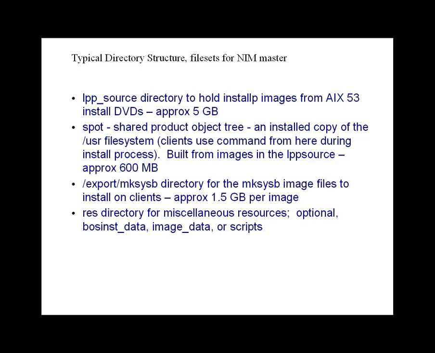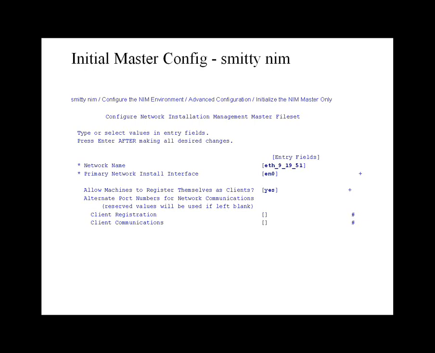My res directory: miscellaneous resources, optional resources, bosinst data, image data, scripts, resolv.conf files. Things that I use during client installs, I keep in the res directory, the resources directory. So I've got those 4 filesets I mentioned earlier installed: NFS server, TCP server, nim.spot, nim.master. I'm now ready to do the initial master config.